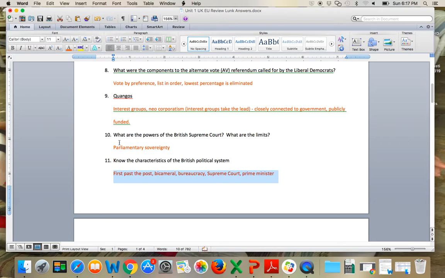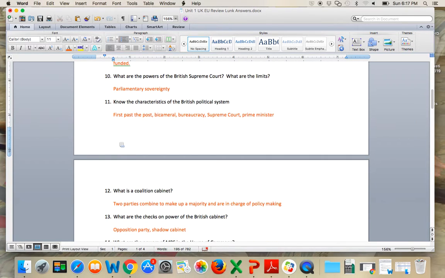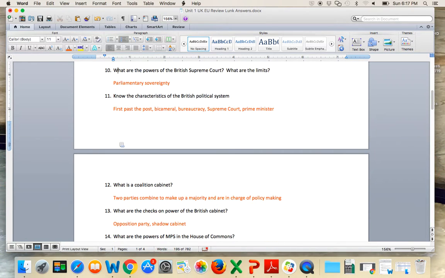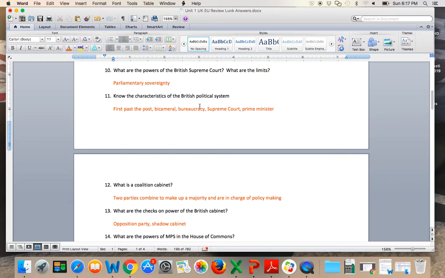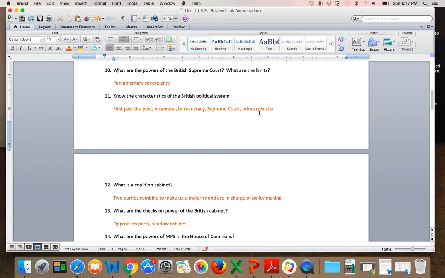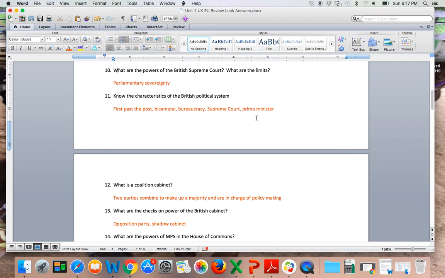Some of the characteristics of the British political system: first past the post, single member districts. They do have two houses, a bicameral system, so the House of Commons and the House of Lords. They have a large bureaucracy, individuals working to help create public policy and make sure it's implemented and executed. They do have a Supreme Court, and they are run by the Prime Minister. The Prime Minister operates in the legislative branch.